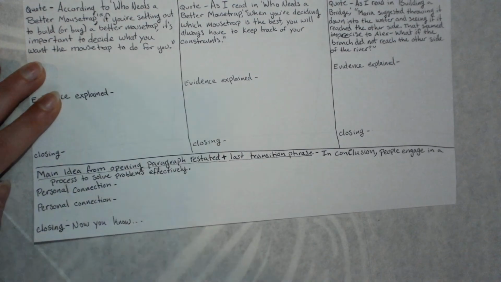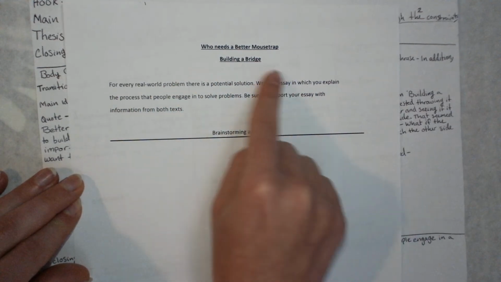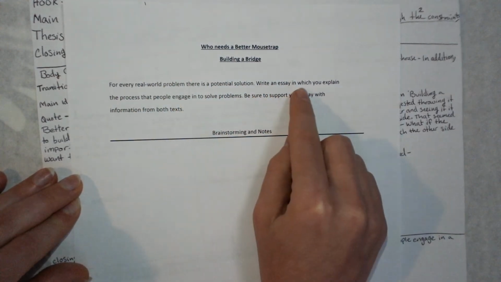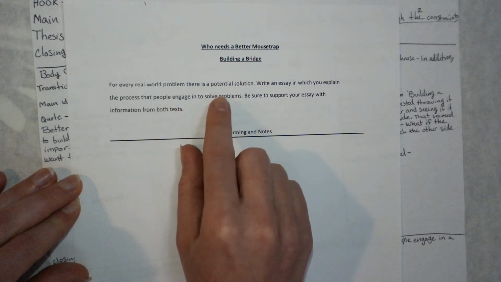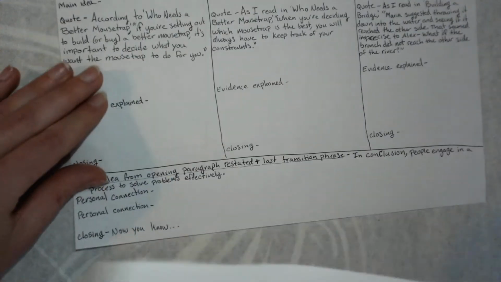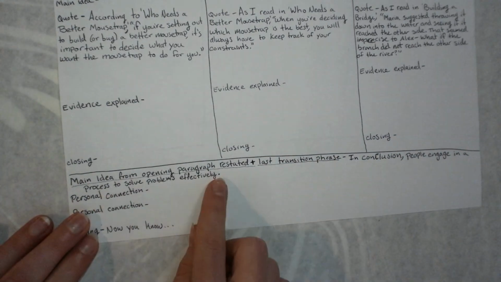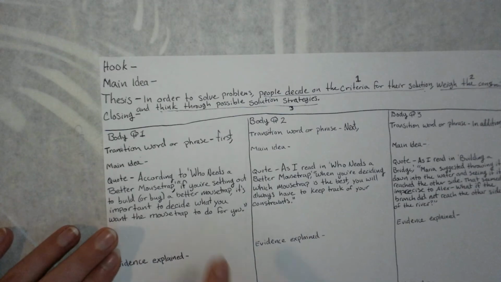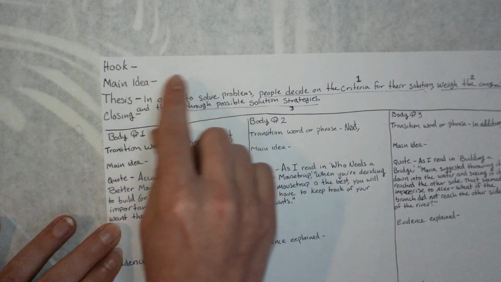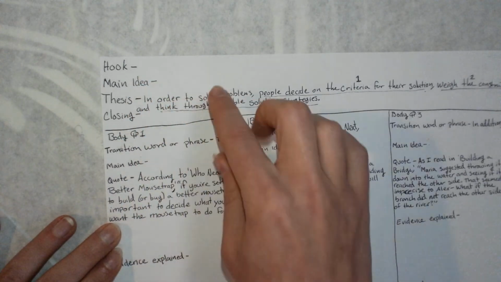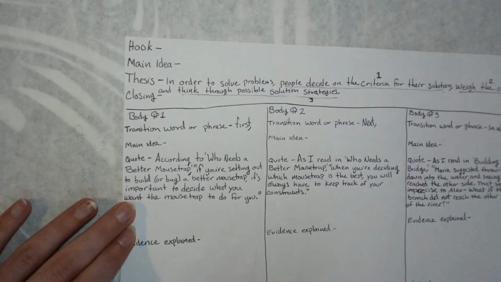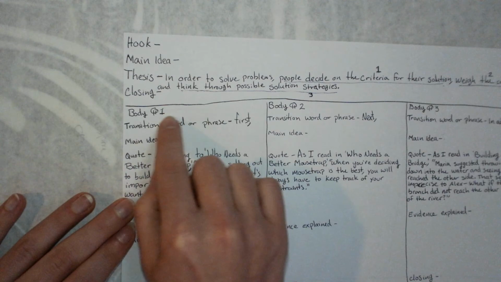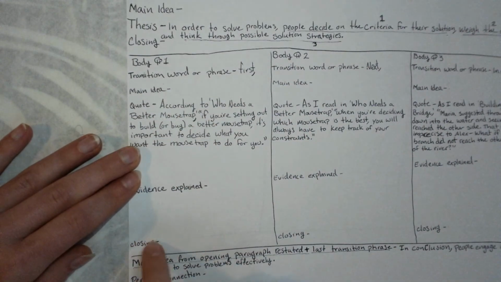Now notice, that is the same words from the prompt. We were supposed to write an essay about, we're explaining the process that people engage in to solve problems. I'm going to borrow that language from the prompt and put it in my closing paragraph. It also could be a great opening sentence for your main idea in your opening paragraph. Notice that these 2 paragraphs are going to kind of resemble one another, just like the opening sentence from a paragraph resembles the closing sentence from a paragraph.